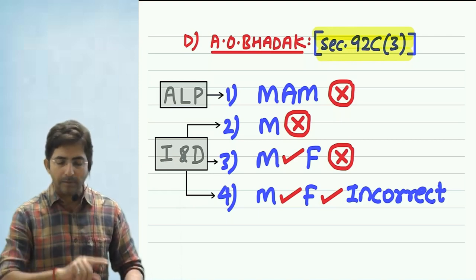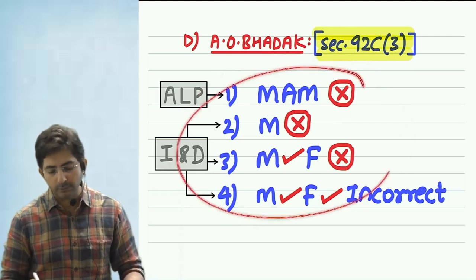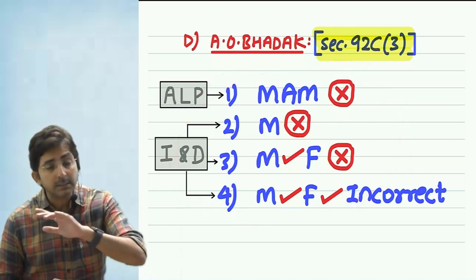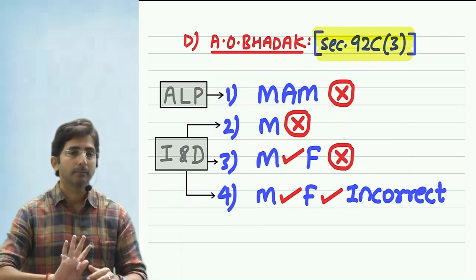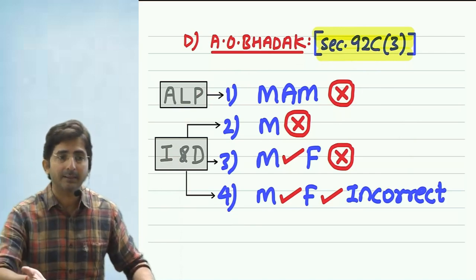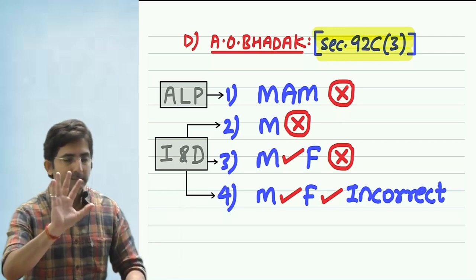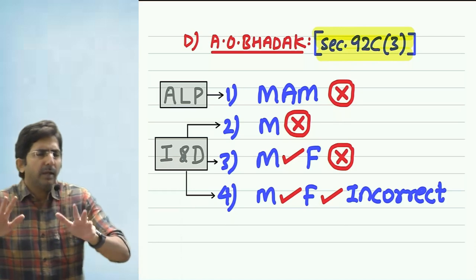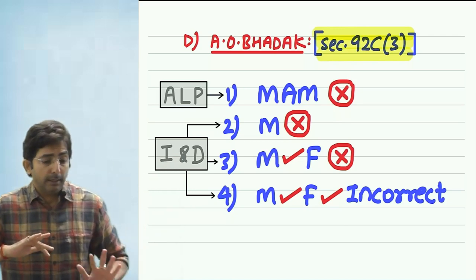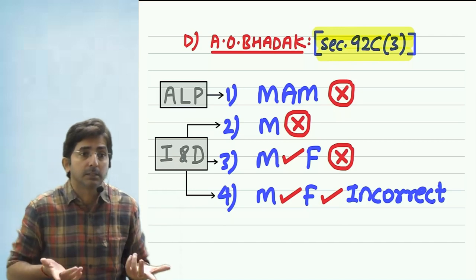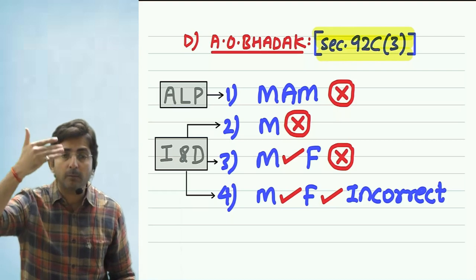What is the proper language of this answer? Please tell me. Circumstances under which AO shall compute ALP. Don't write AO shall get angry. What do you write? AO shall compute ALP. So see, the answer will be like this. Normally ALP shall be computed by the assessee. However, in the following circumstances, ALP shall be computed by the AO. Then you have to write the four points one by one.